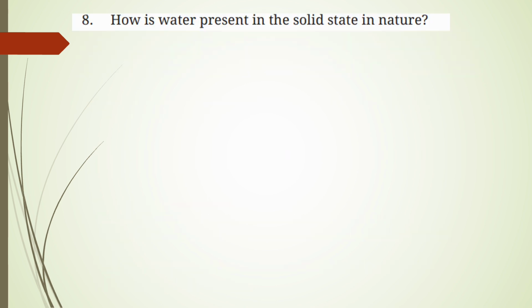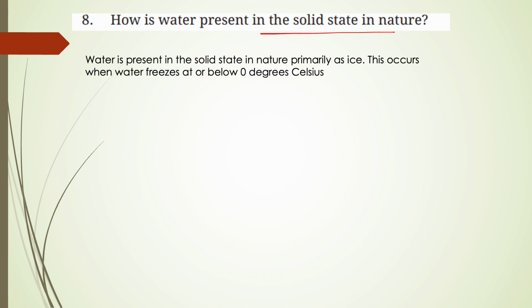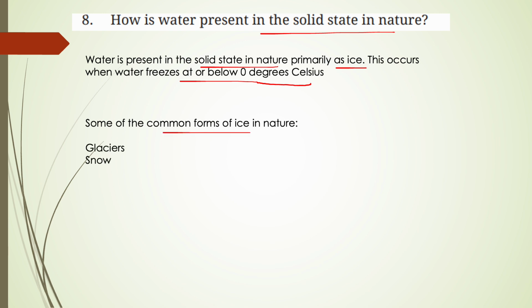How is water present in the solid state in nature? Water is present in the solid state in nature primarily as ice. This occurs when water freezes at or below 0 degrees Celsius. Some of the common forms of ice in nature are glaciers, snow, frost, icebergs.